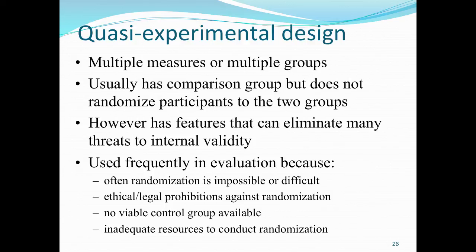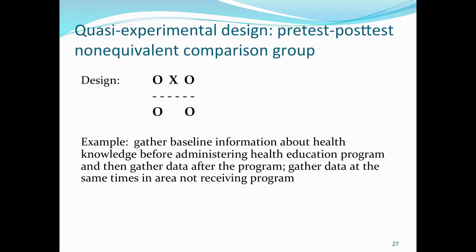It is frequently used in evaluation because randomization can be difficult, or there could be ethical or legal prohibitions against randomization. It may be difficult to find an exact control group, or sometimes there are just not enough resources to conduct a randomized study. So let's start with a common quasi-experimental design, the pretest-posttest non-equivalent comparison group design.